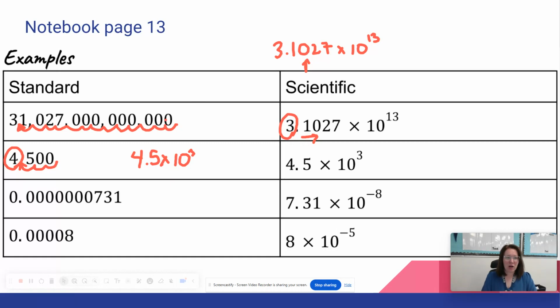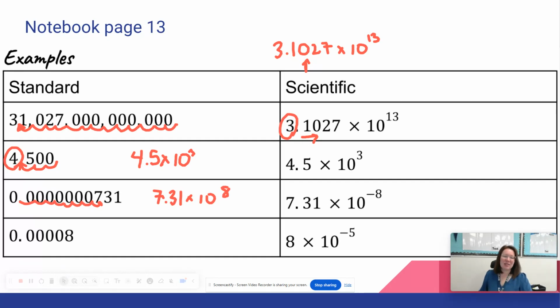Well, so far I've been moving it to the left. Well, if I move this to the left, I only have zeros there. So I now need to move it to the right until I get a digit that is not 0. Okay, if I leave it here, to the left is still just a 0. So I gotta move it one more time. And now I've got 7.31 times 10 to the power of, how many times did I move it? 1, 2, 3, 4, 5, 6, 7, 8.